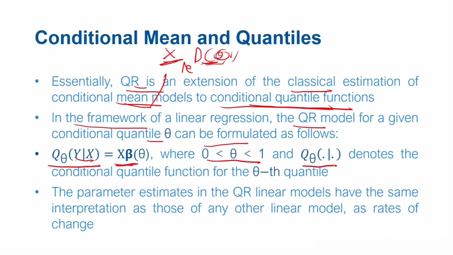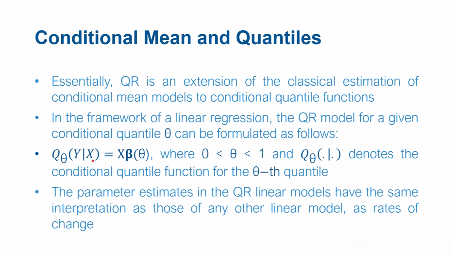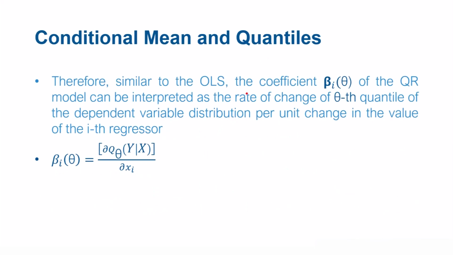So this q theta is the conditional quantile function. I repeat, this q theta is a conditional quantile function which represents the relationship or impact of x on y, which is quantile specific, captured by these parameter estimates which are changing with quantiles. Now, the parameters estimated here, these betas in the QR model, also have a similar interpretation as in any linear model like we have in OLS, like rate of change.